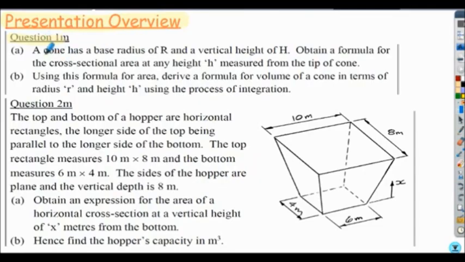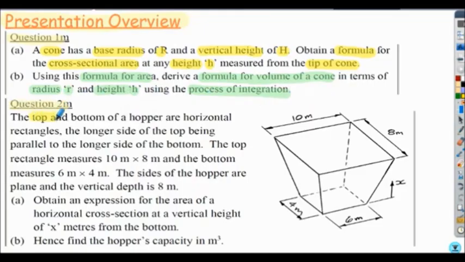This relates to a cone having a base radius capital R and vertical height capital H. We have to develop a formula for the cross-sectional area at any height, lowercase h here, measured from the tip of the cone. Once we've derived the formula, we then have to use it to derive a formula for the volume of a cone in terms of the radius lowercase r and the height lowercase h using the process of integration. Lowercase r and lowercase h are the variables in this problem.